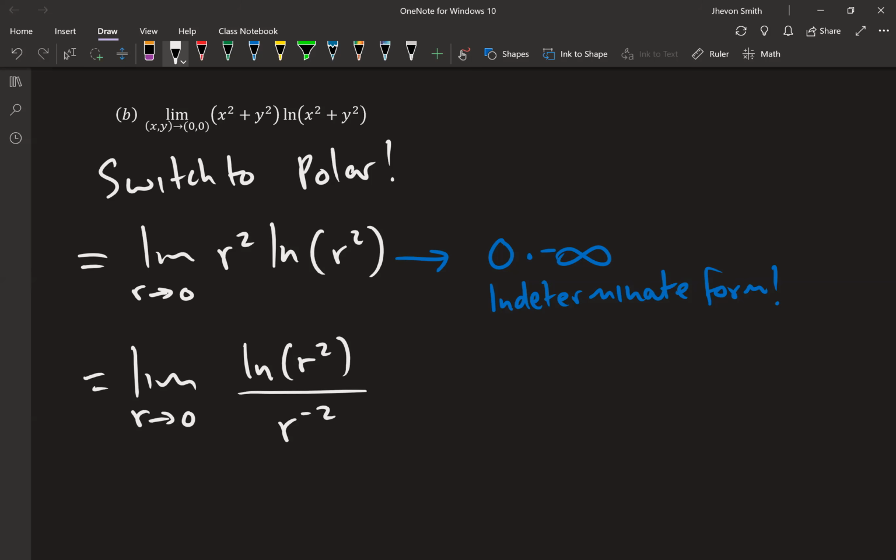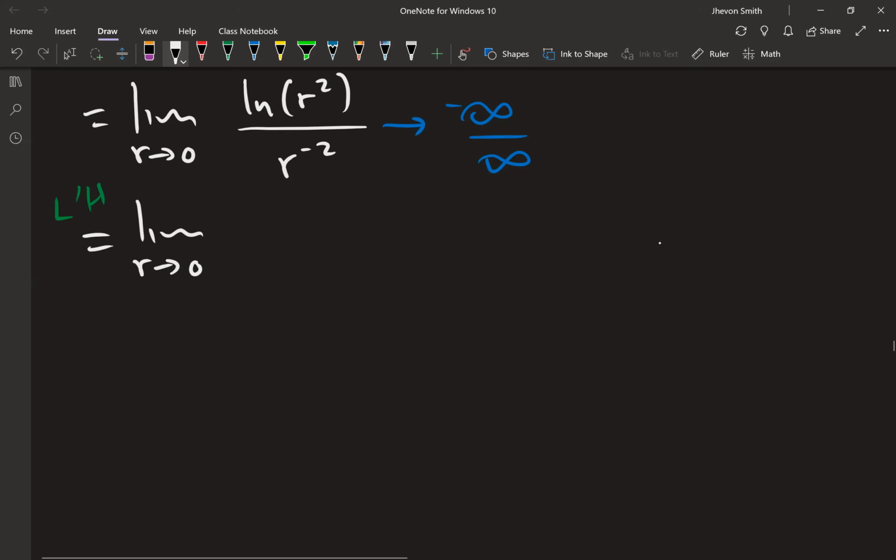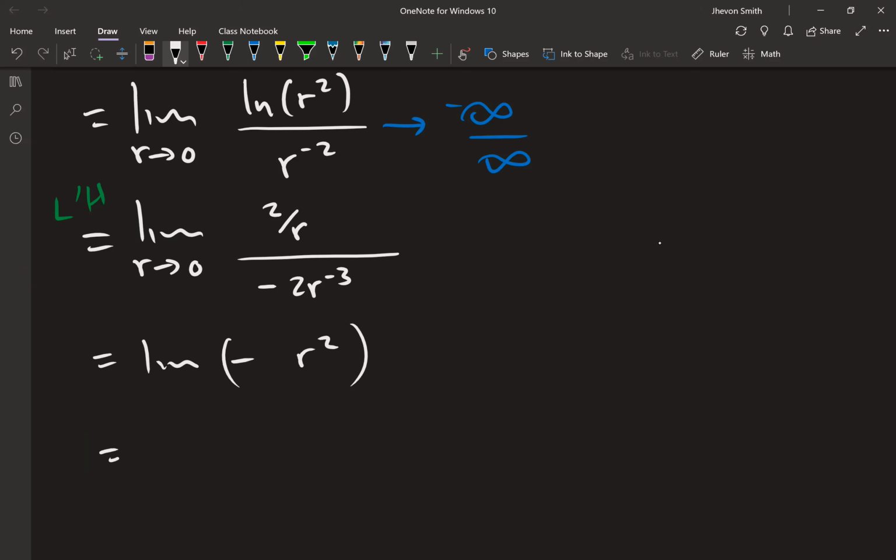So I would move this guy down, right, as r to the minus 2. Now, this guy approaches, well, if my r gets close to 0, that would approach infinity. In the top, well, negative infinity. And in the bottom, as my r approaches 0, it would also approach infinity. So L'Hôpital's rule applies now. L'Hôpital's rule says to find this limit, if the limit exists, then it will be the same as taking the derivative of the top divided by the derivative of the bottom. The derivative of the top is going to be 2 over r divided by the derivative of the bottom, minus 2r to the minus 3. This is going to be the limit of minus, I want to say, r squared, which now as your r is approaching 0, that's 0.